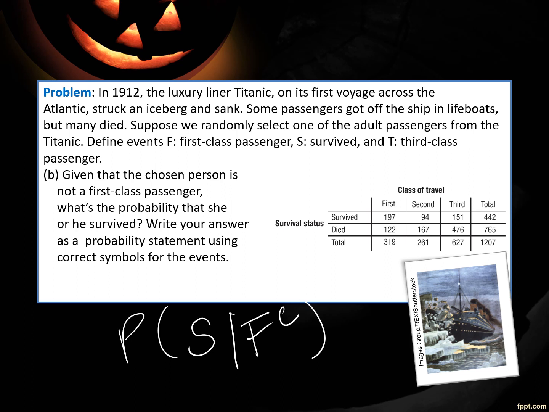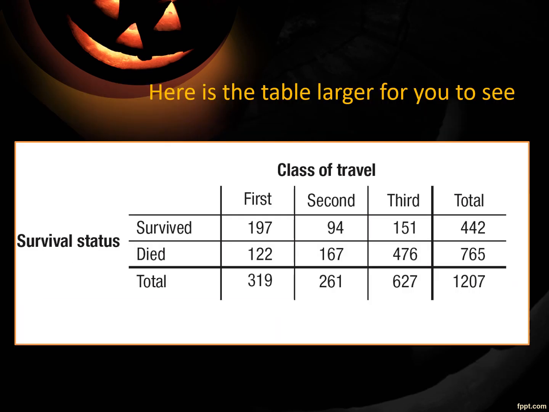I'm going to show you the chart again so you can start working on this with a neighbor friend. As we determined before, we're looking for the probability that someone survives given that they were not first class. A little bit trickier, this one. So again, work with your neighbor friend to figure this out, and once you've got it, you can start the video again.